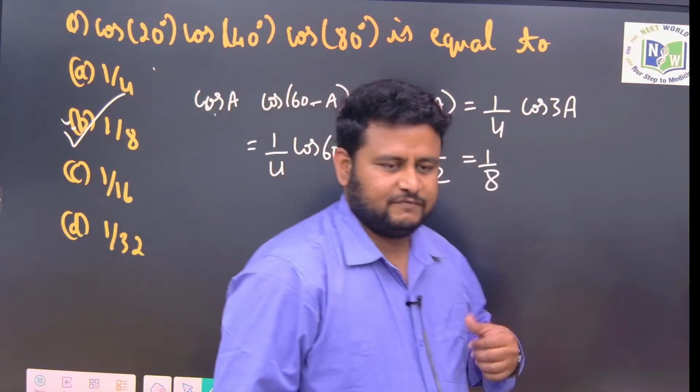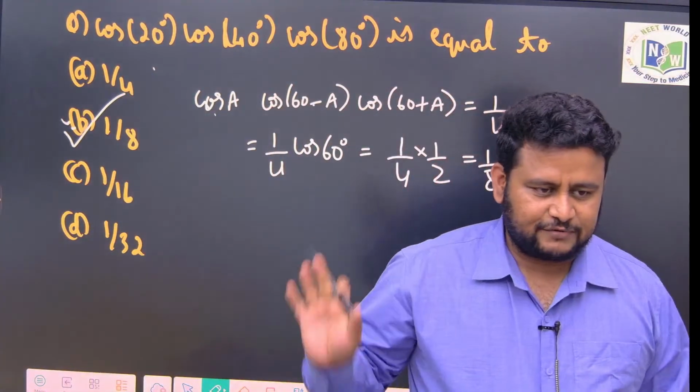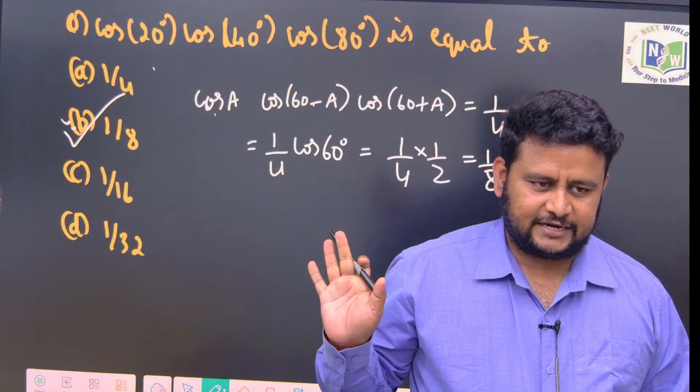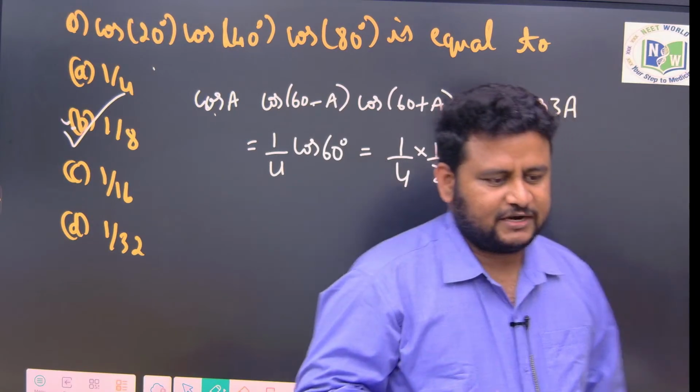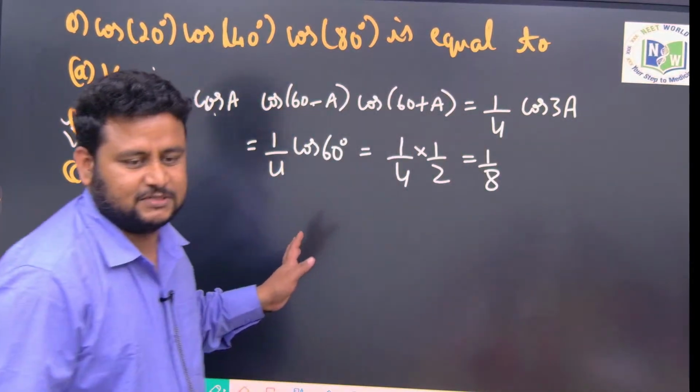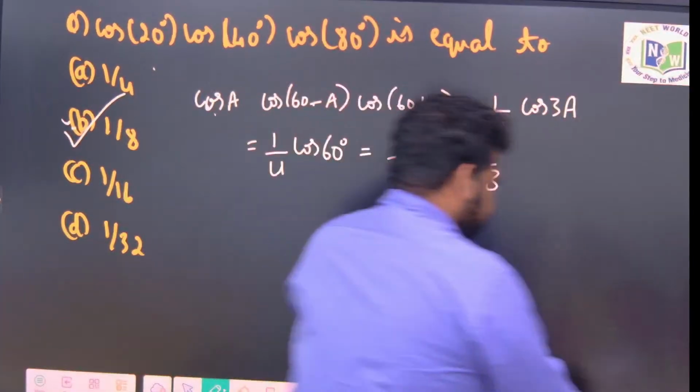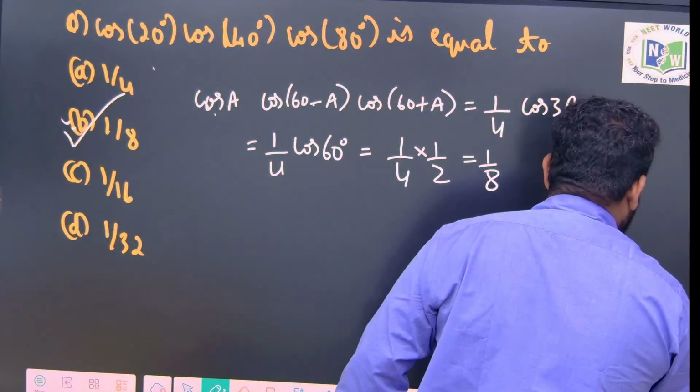Like this we solved in yesterday's class when it comes to sine. Now we are solving for cos. Clear? Got it? Very simple. You can solve it by various methods also, but this is the easiest method. Okay, next question.